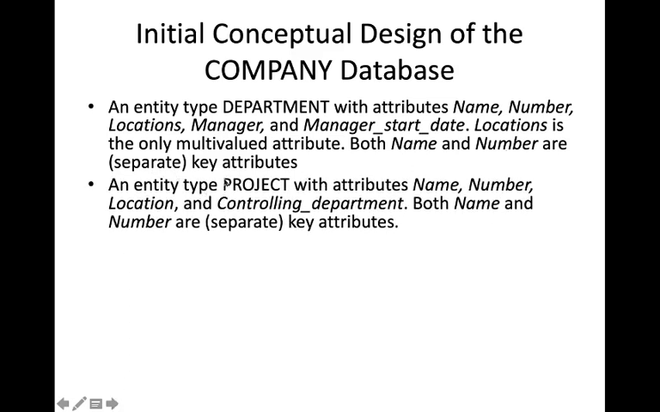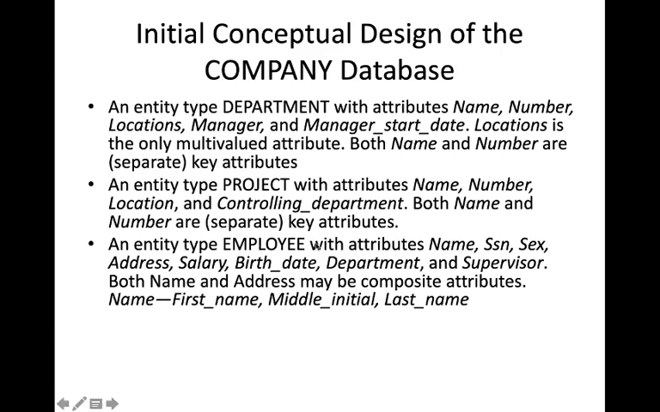Then we have another entity type, project, and the attributes of that project are name, number, location, and there will be a controlling department for a particular project. Here name and number are separate key attributes. You should distinguish this; that is why I have included the word separate, because it is not a combination. The name of a project will be unique, and the number of a project will also be unique.